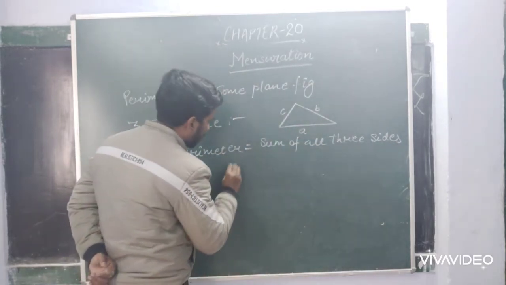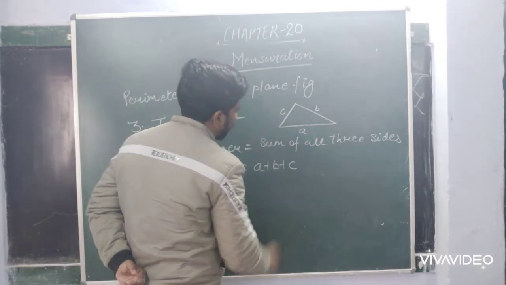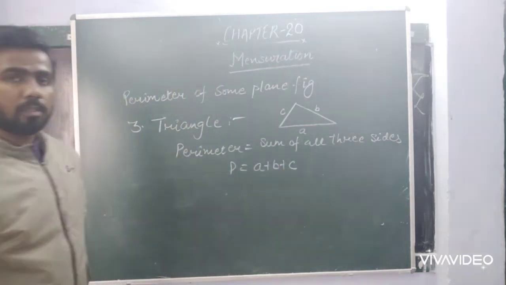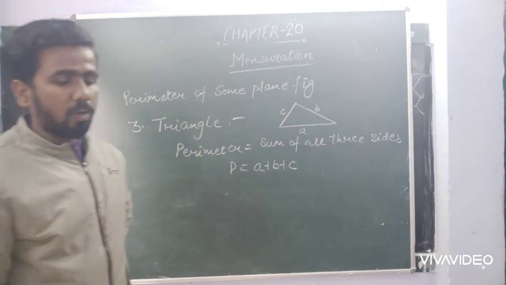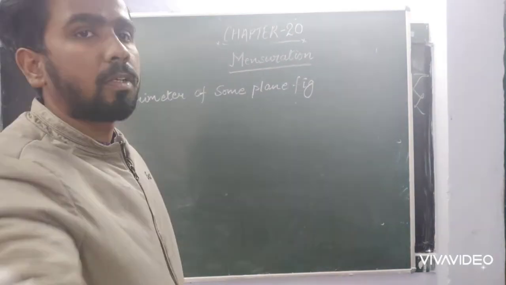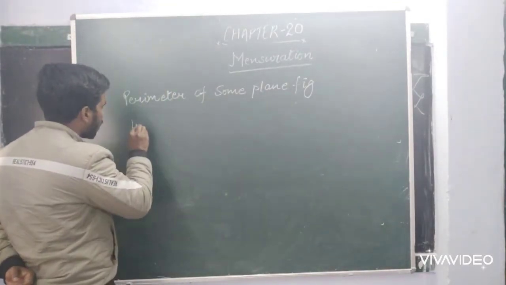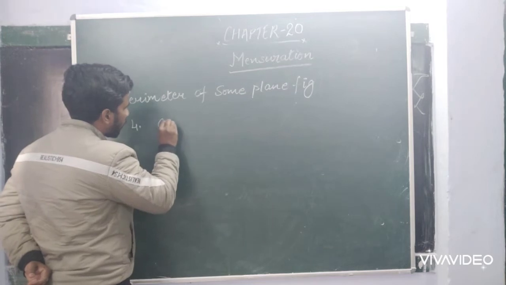That will be P equals A plus B plus C. Now our last figure is the circle.